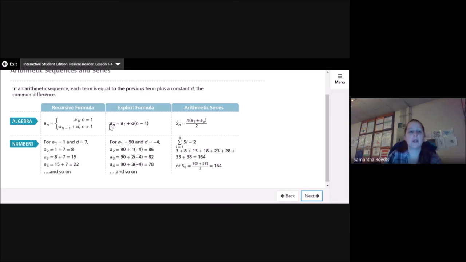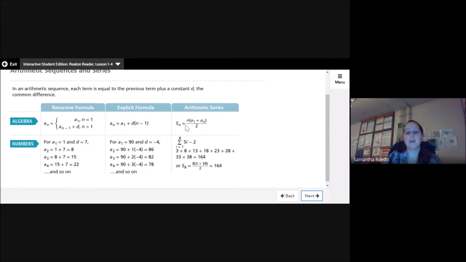The explicit formula, which is probably what's most commonly used, and the arithmetic series. These two are the two most common ones. So the explicit formula: a sub n equals a sub 1 plus d times (n minus 1). So if a sub 1 equals 90 and d equals negative 4, I have 90 plus 1 times negative 4 equals 86 for a sub 2, 82, and so on.